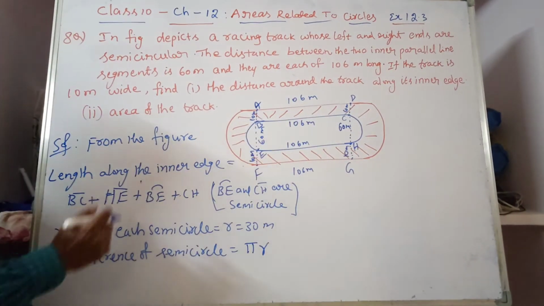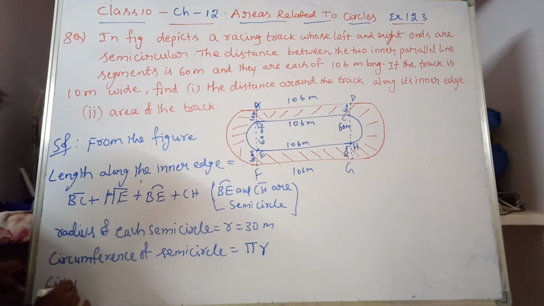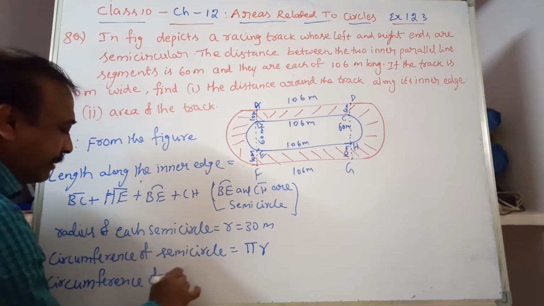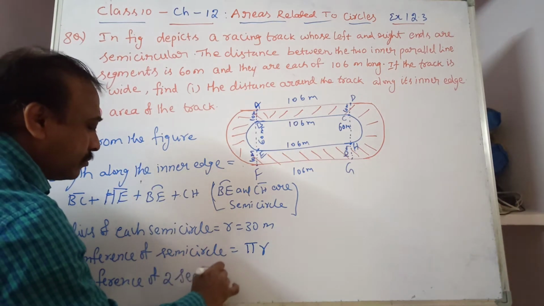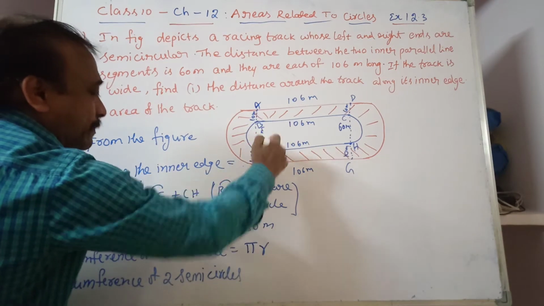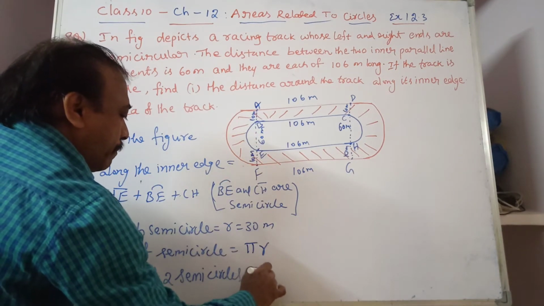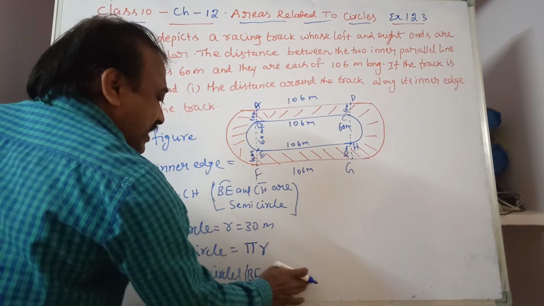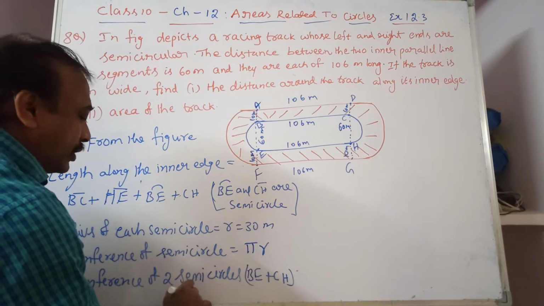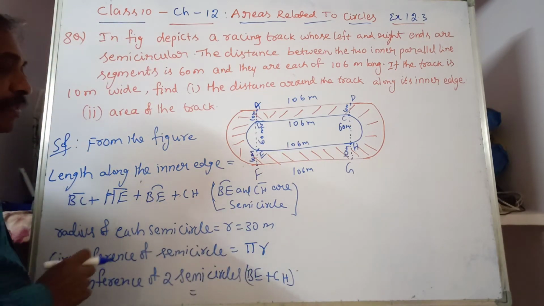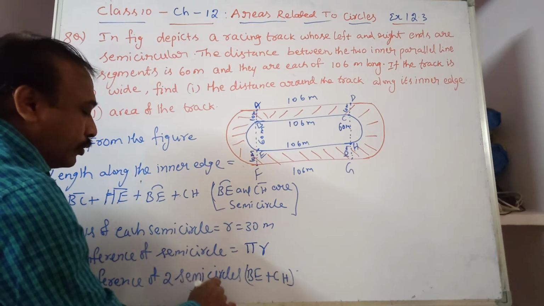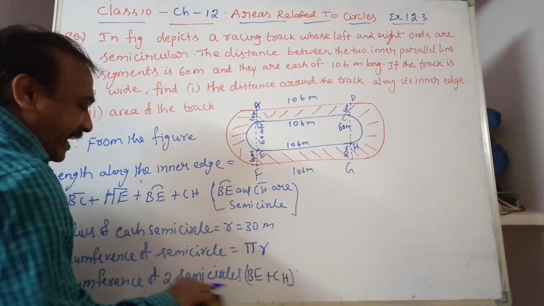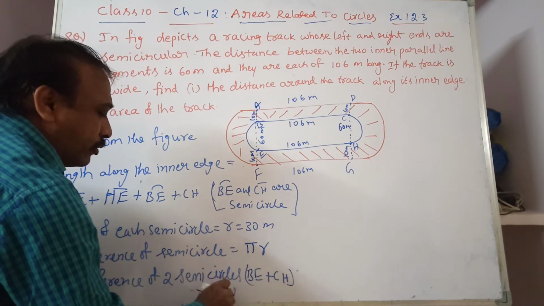Circumference of two semicircular regions. Observe it. The circumference of two semicircles. What are those? One is BE plus CH. So one semicircle is pi r, and two semicircles means 2 into pi r.